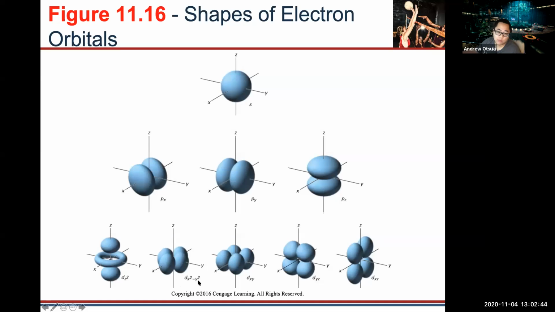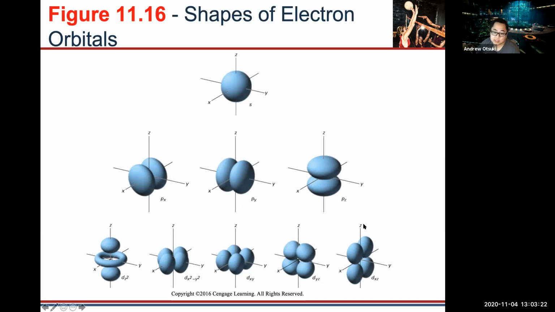Next, you have dx squared minus y squared. This one is unique because the x and y axes go through the orbital lobes right here, whereas the dxy, dyz, and dxz don't do that. They are situated between the two axes that are denoted here. So for example, xy is lying on the xy plane, yz on the yz plane. Like this one here, it's flat xy. So it's always lying on that plane.